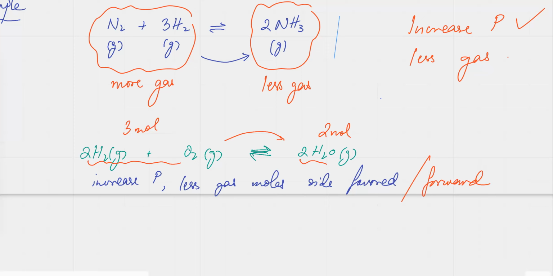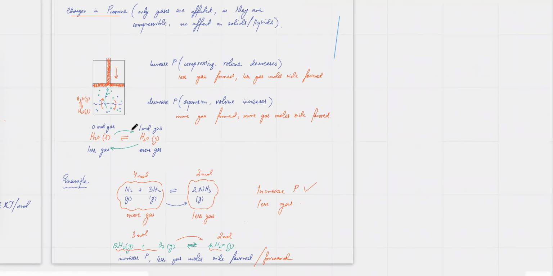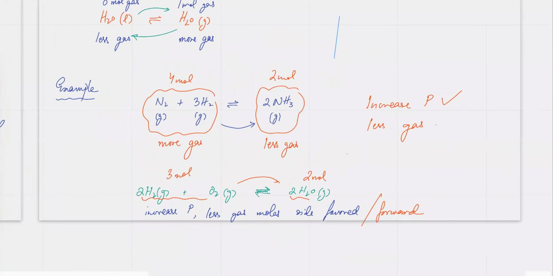So forward reaction would speed up. Because you're increasing pressure. If you're increasing pressure, you're compressing it. You're pushing the piston down, you're increasing pressure. So less gas is going to be formed. Less gas is in the forward reaction. इस केस में, ठीक है? Is this clear?